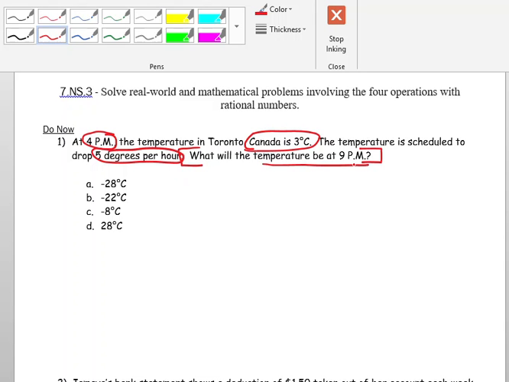All right, so let me go back and read this again. So at 4 p.m., it's 3 degrees Celsius. That's my start, okay? And we think it's going to drop 5 degrees per hour, okay? So that's going to go minus 5 degrees per hour, and we'll say H is the hour. So what will the temperature be at 9? So I need to find the difference between 4 p.m. and 9 p.m. So that's 5 hours, okay?